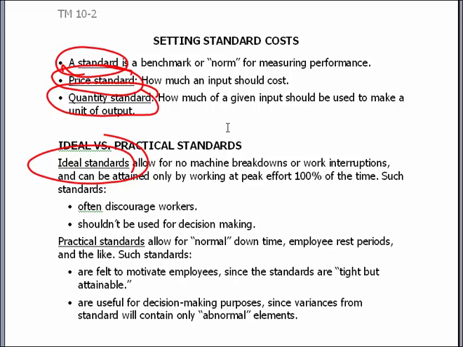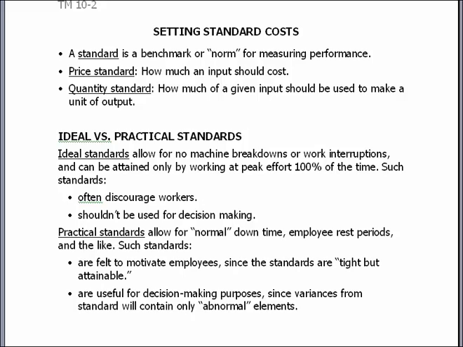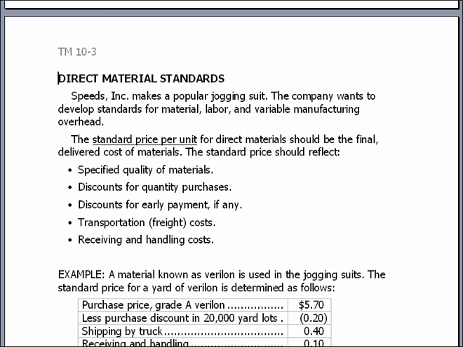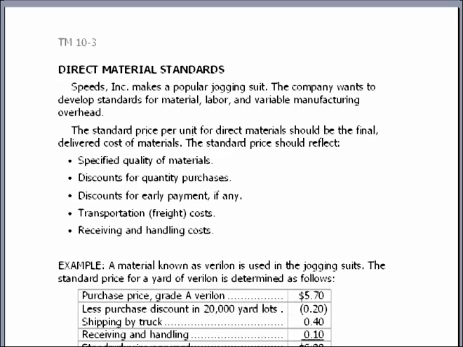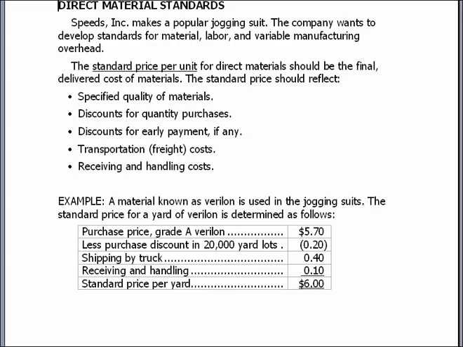Your book will start out by saying ideal standards are perfect. That means that nothing ever goes wrong, nobody ever gets tired, machines never break down. And that's impractical. Therefore, we have practical standards that do allow for rest periods and so on. You're going to see how that plays out in the next slide. So what we'll do is set up a standard cost card for a jogging suit.